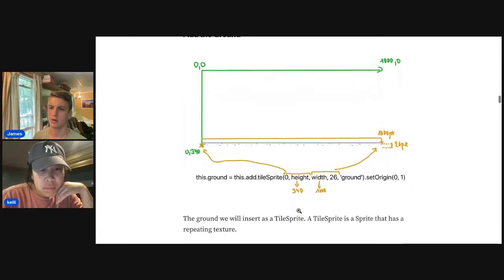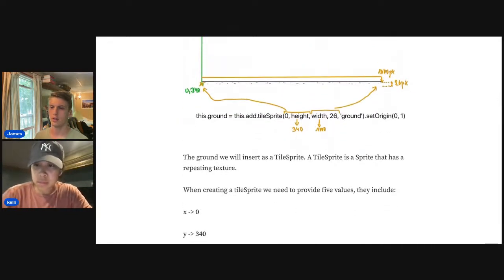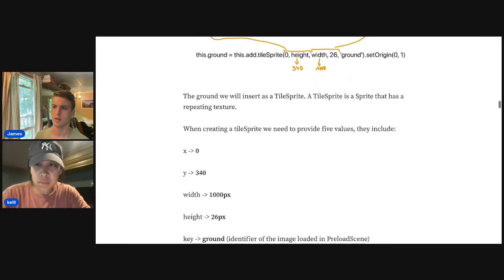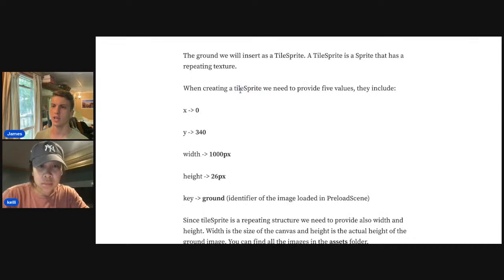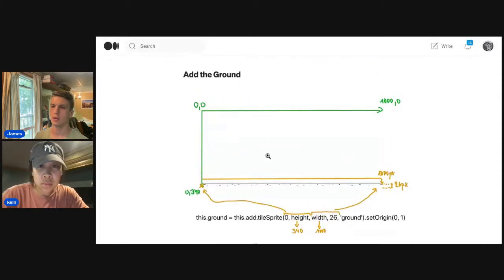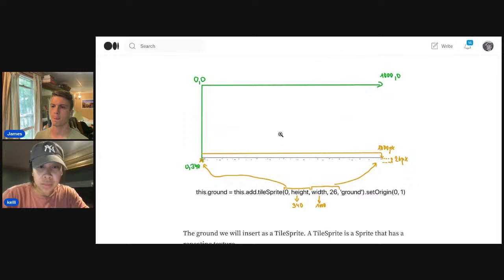So we added the dino, we added the ground. For the tile sprite, the function is a little bit different, adding the ground versus adding the dino. Do you know why?